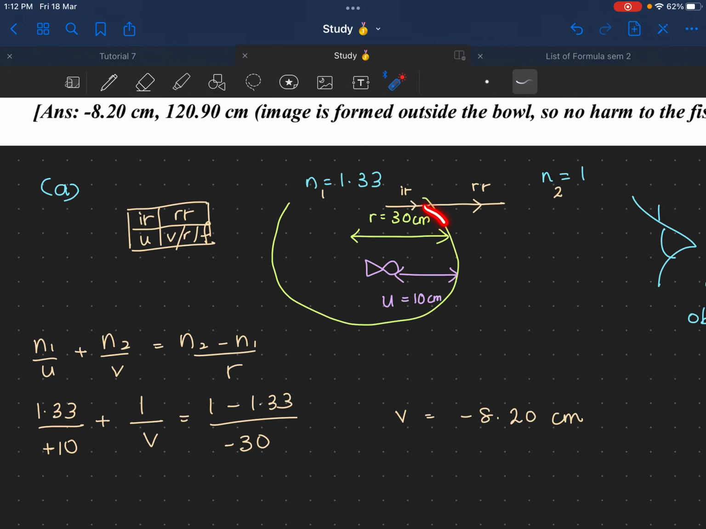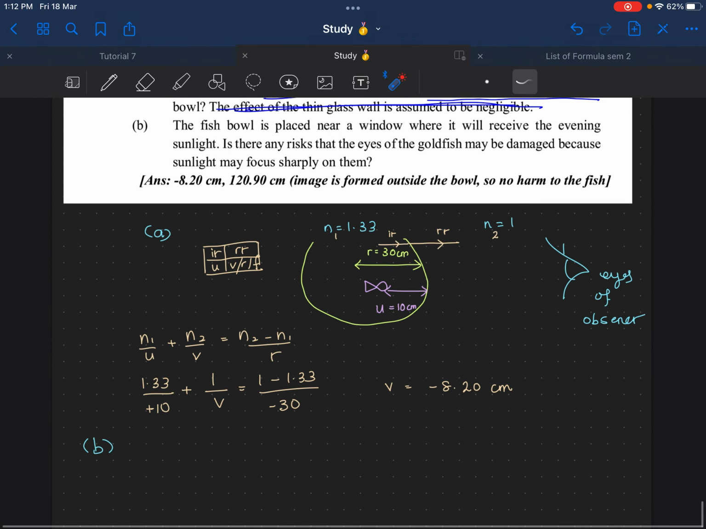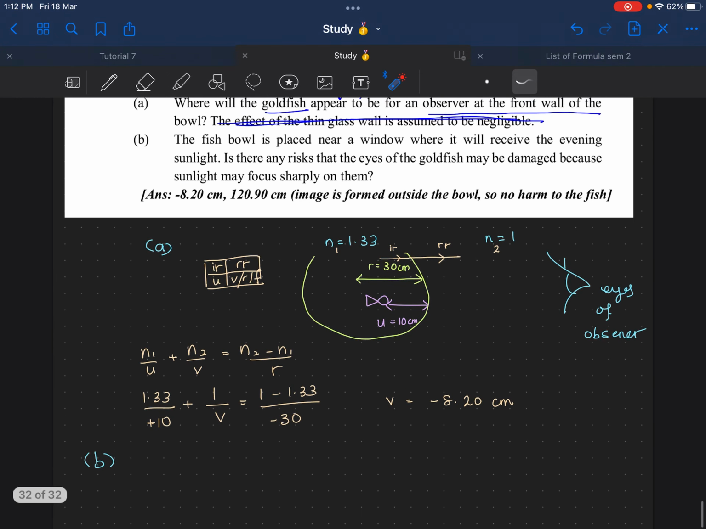It is 10 cm from the front wall of the bowl, but actually it is 8.2 cm, which is closer. Maybe around here. So your eyes will see that the image of the goldfish will be somewhere around there. Okay, so let's try to do part B.